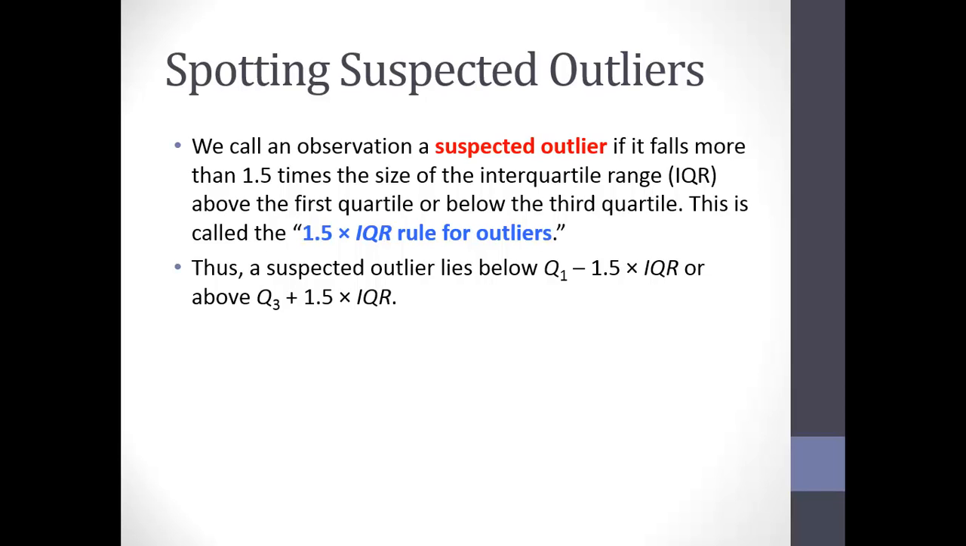And so what this rule says is that a suspected outlier lies below this value or above this value. So we're going to take 1.5 times the interquartile range, subtract it from the first quartile, that's our lower bound. And then we're going to also add that to the third quartile, and that's going to be our upper bound. So numbers that fall outside of those numbers, we're going to flag as suspected outliers. So now we have an exact rule of saying, yes, this point is an outlier, or no, it is not.